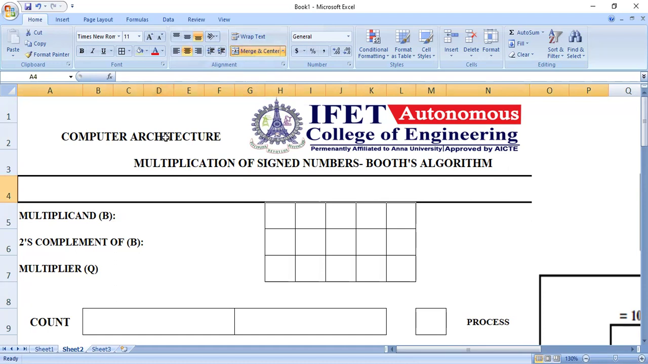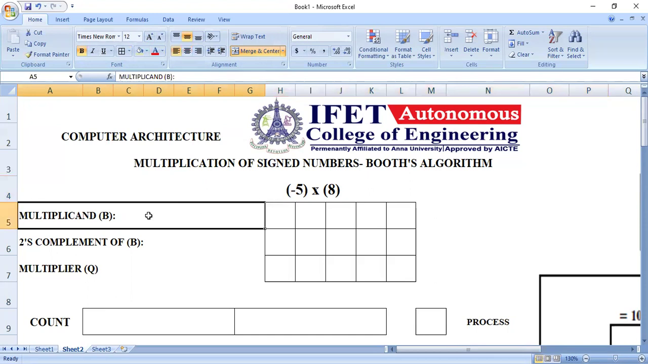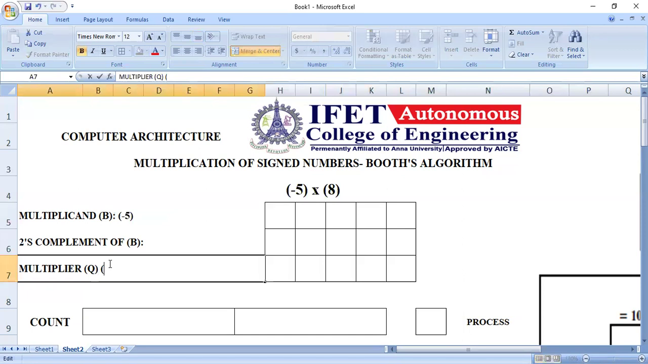Let us assume I'm going to multiply two numbers, for example -5 multiplied by +8. In this illustration, we are going to multiply two numbers in which we consider whether each is a positive or negative number. Here -5 is the multiplicand and 8 is the multiplier. As in the previous multiplication of unsigned numbers, the multiplicand, -5, will be stored in the B register, and the multiplier, +8, will be stored in the Q register.